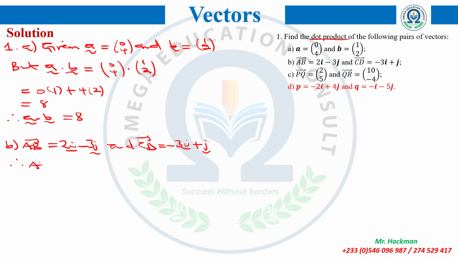Therefore, my AB vector dot my CD vector will be equal to, remember we said you multiply the x value. So the x value of your first vector, x sub 1 times x sub 2. So I'm going to get 2 times negative 3, then plus your y sub 1, which is negative 3, times your y sub 2, which is 1. I hope you are following, my professors.